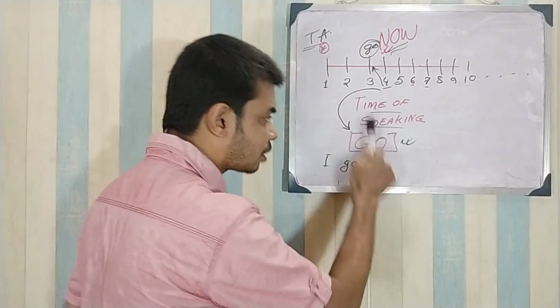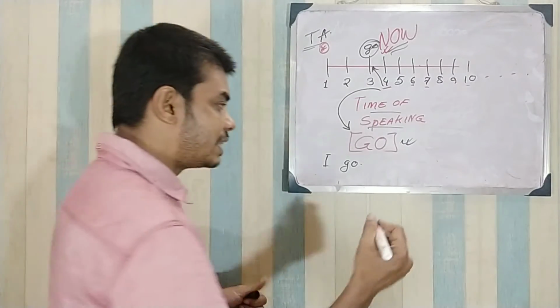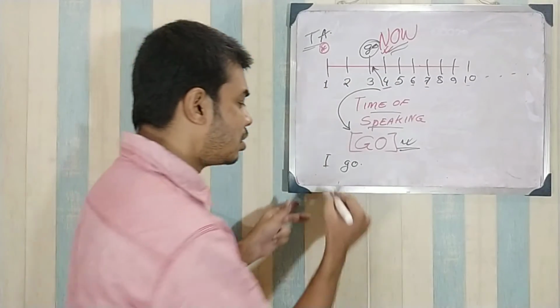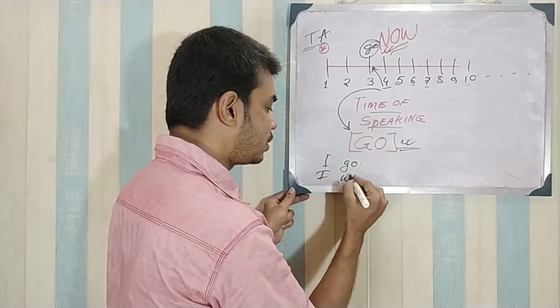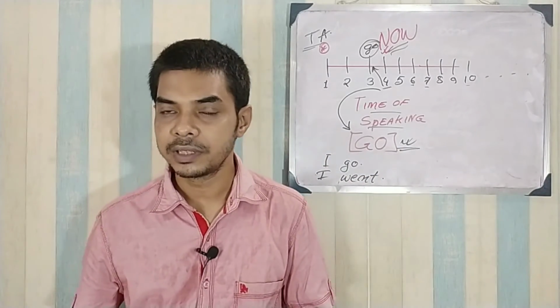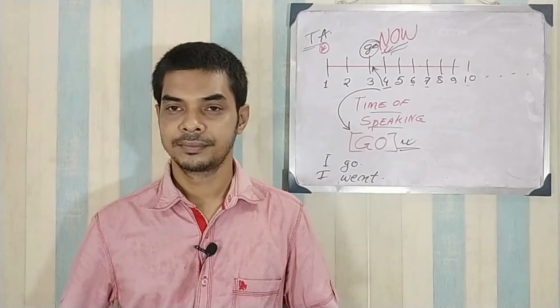So in respect of this time of speaking, we'll say that this verb has expired its time and we will produce it into past time. It will get past. We'll consider it as past time.